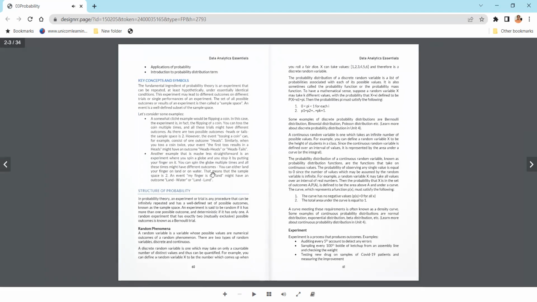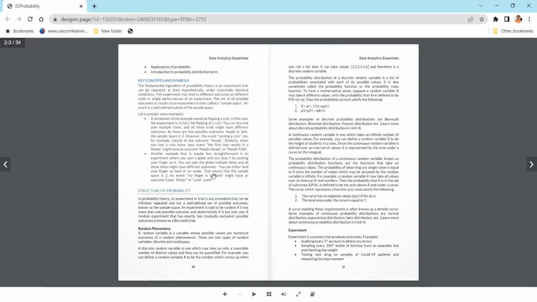And probability is defined by two values. One is the denominator, which talks about all the possible outcomes, all the possible values. That's your denominator. And the numerator will be the one that you are interested in. Out of all the options, which options are you interested in?